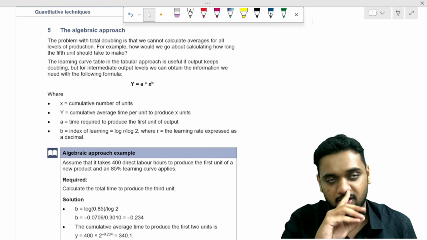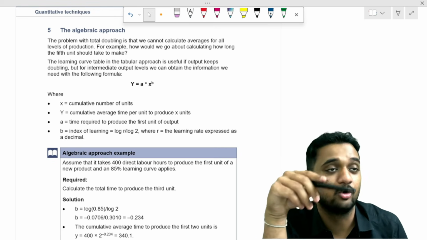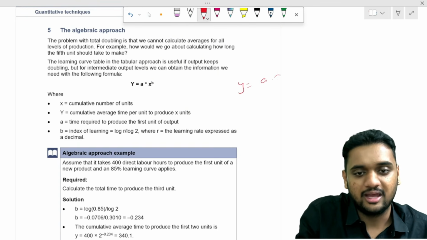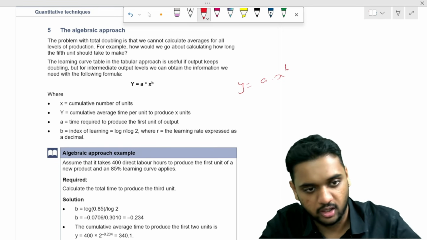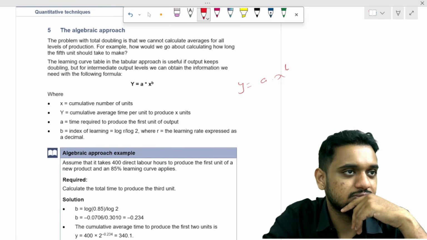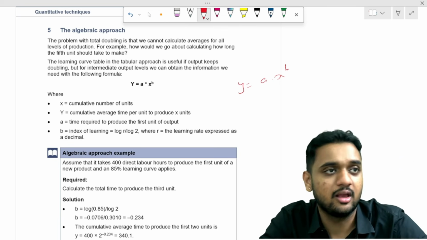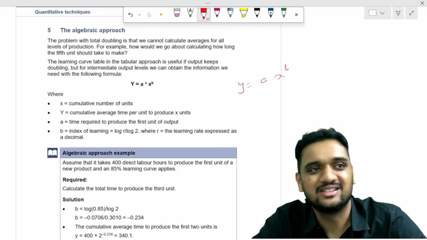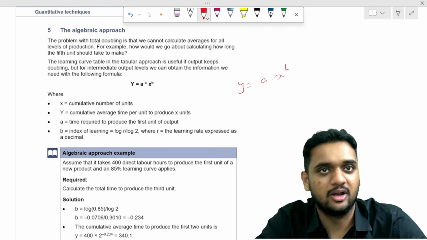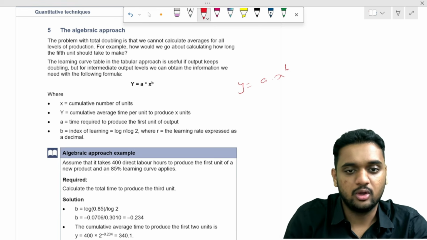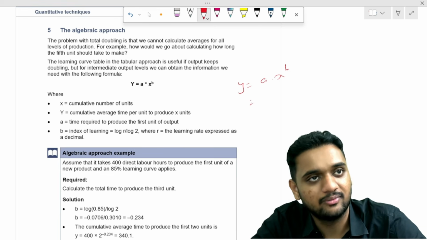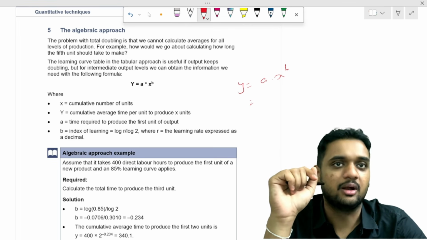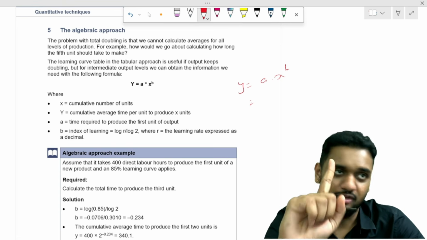For the table method you can find 1, 2, 4, 8, 16. For the rest we will use the formula method. Formula method is nothing but y is equal to a into x to the power b. Nothing very easy, don't worry. Y is what we need to find out. Suppose you have a question: what is the cumulative average time to produce 3 units? Y is what we are going to find out. Cumulative average time to produce 3 units is equal to a into x to the power b. A is nothing but the time taken to produce the first unit.